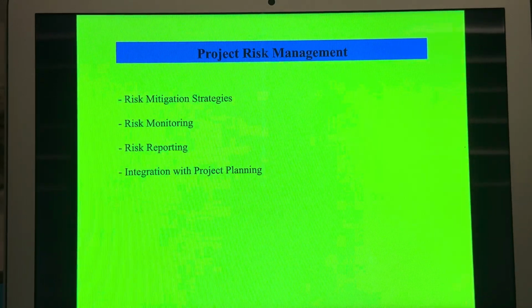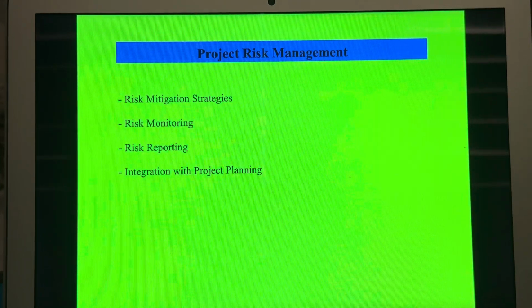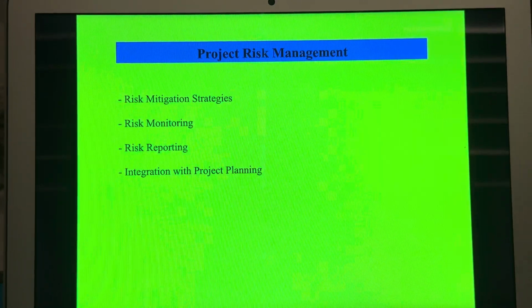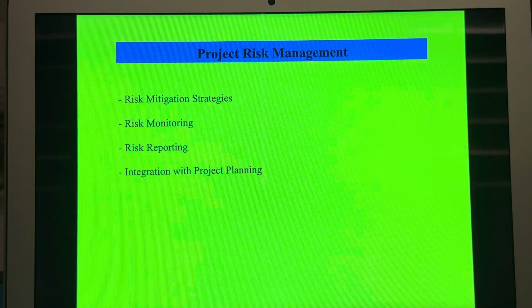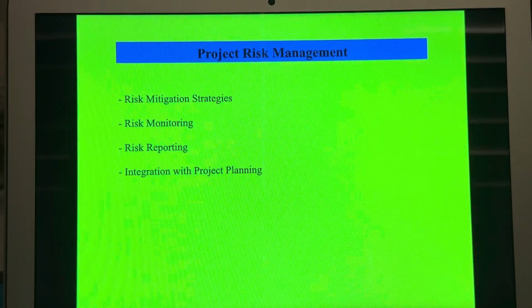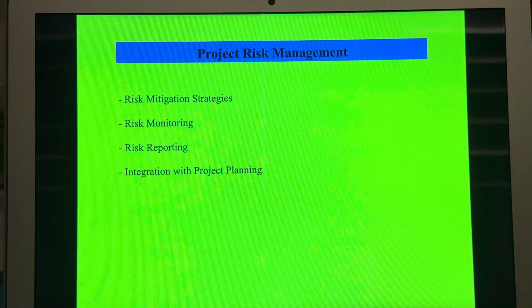Our next slide will consist of project risk management. Risk mitigation strategies usually involve diversification, insurance, and contingency planning. Risk monitoring, which is utilized to regularly update sensitivity analysis based on changing risk factors. Risk reporting communicates findings to management to make informed decisions. Integration with project planning ensures risk assessment is part of project planning from the actual start.